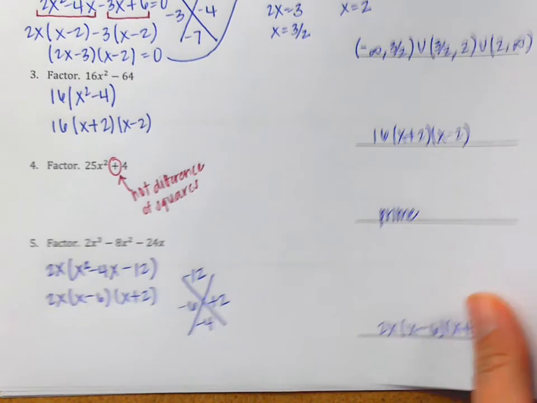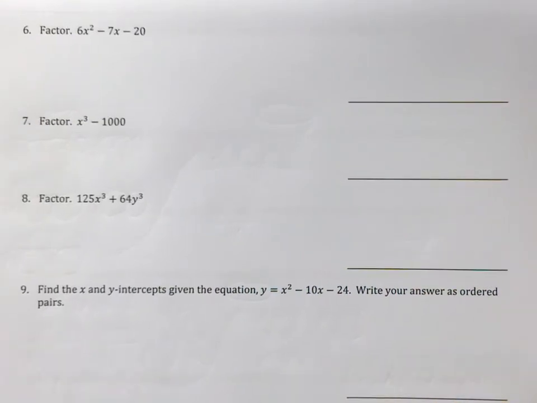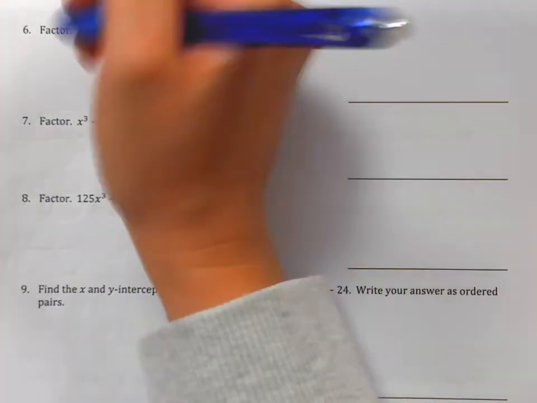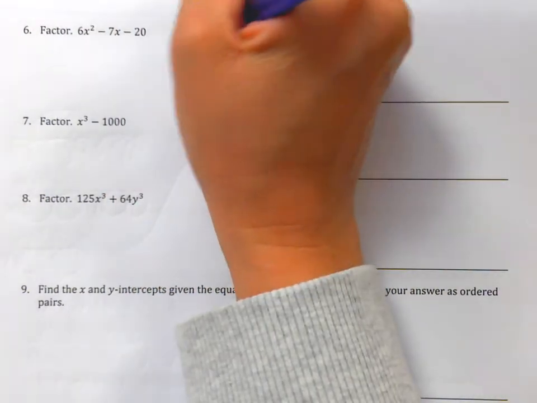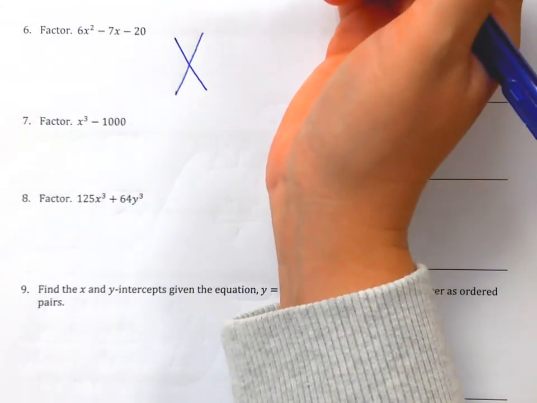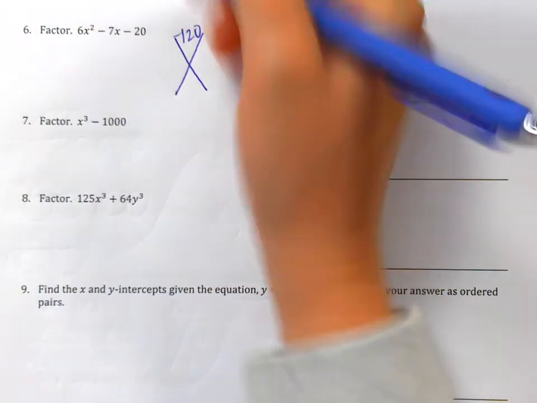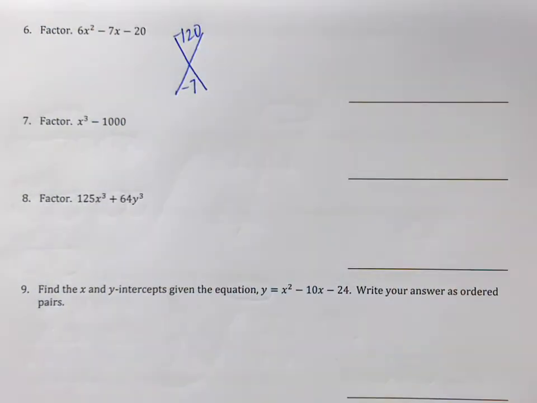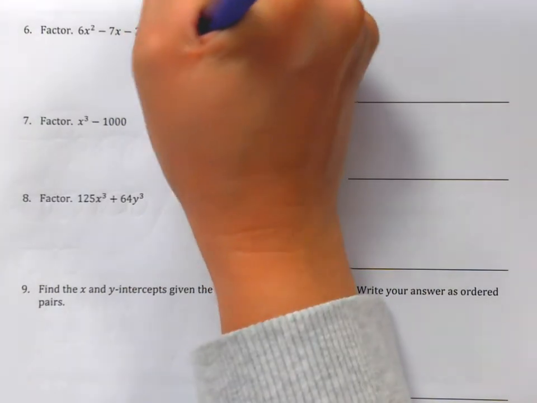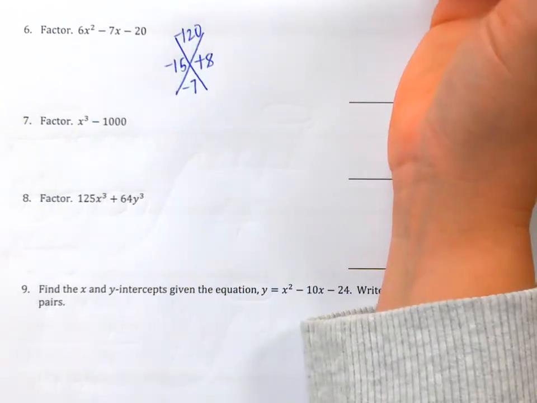Okay, let's keep going. So number 6 is asking us to factor. I first look to see, is there a GCF? There isn't. So I go on and I have 3 terms. I use my x. 6 times negative 20 is what's going to go on top. So negative 120 and then negative 7. So I'm thinking what two numbers multiply together to get me negative 120 and add to get me negative 7. So little trial and error, I got that to be negative 15 and positive 8.